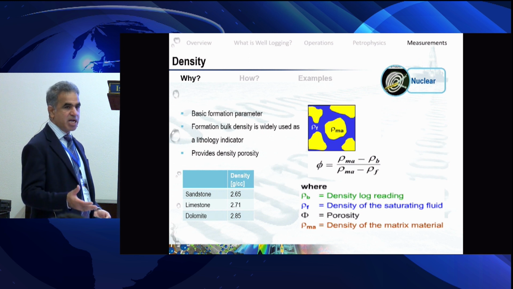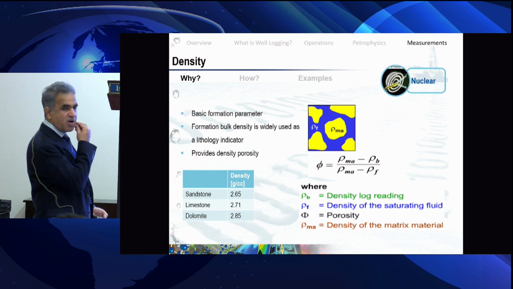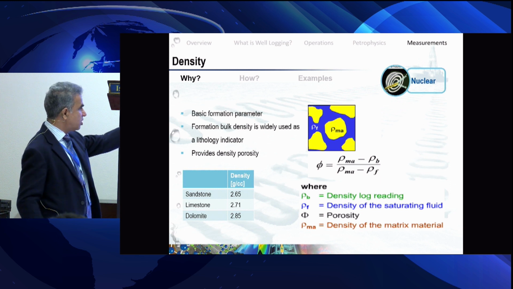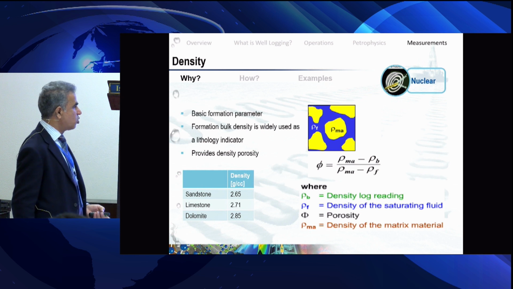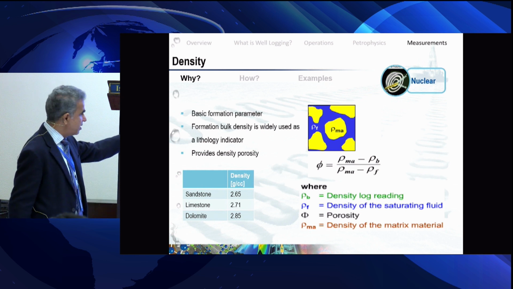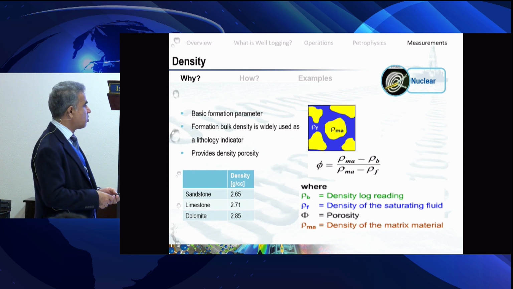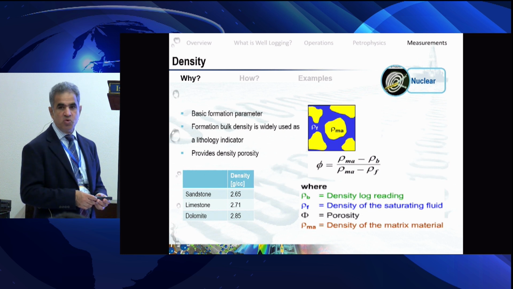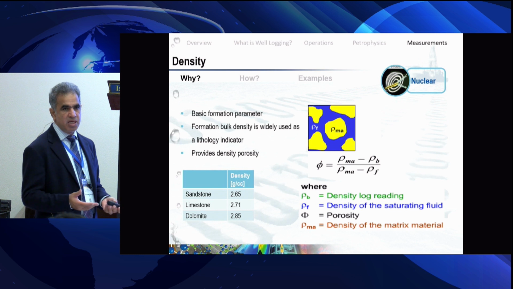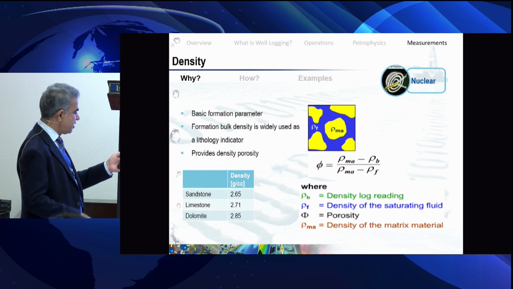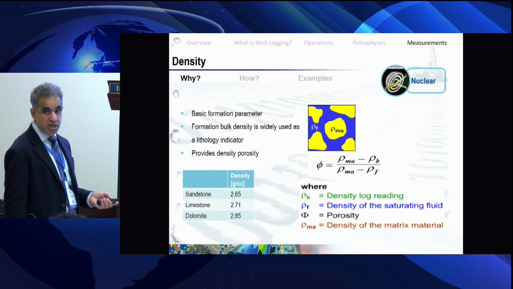If you know this is sandstone and it's reading 2.5 instead of 2.65, we fill this into this equation. Porosity is equal to rho matrix, this number, minus rho b, what the log measured, divided by rho matrix minus rho fluid. Rho fluid is normally water, which is 1. So by this we can find porosity from density alone.